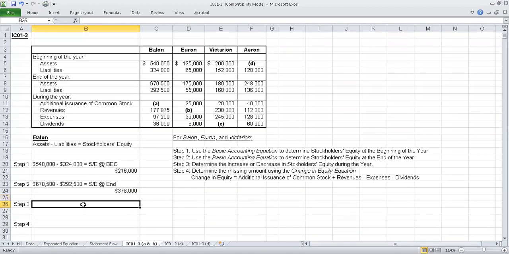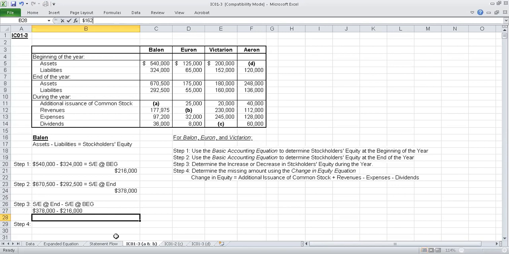All right. So the change in equity is nothing more than stockholders' equity at the end minus stockholders' equity at the beginning. Right, so that's 378,000 minus 216,000. So the total change in equity is $162,000.